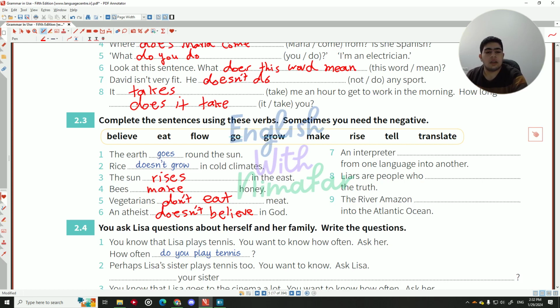An interpreter translates from one language into another. Lawyers are people who don't, liars plural, don't tell the truth. The river Amazon, we can say flows into the Atlantic Ocean.